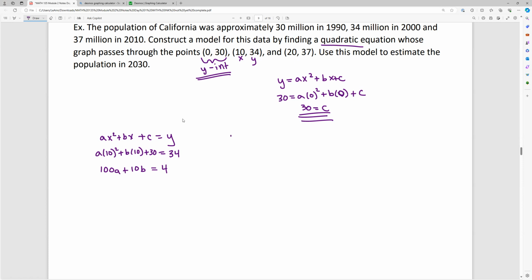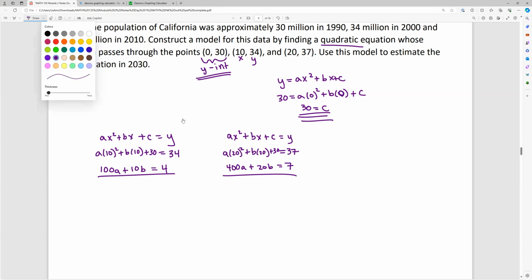Then I'm going to get the other one. Again, the format is ax squared plus bx plus c equals y. This time y is 37, my x is 20, so a times 20 squared plus b times 20 plus 30 again for c, because I already know what c is. So that's going to be 400a plus 20b, and I can subtract the 30 over to be with the 37, and that's going to give me 7. So notice I have 2 equations now. I already know c is 30, so I don't have to do anything else with that, and I just need to solve for a and b.